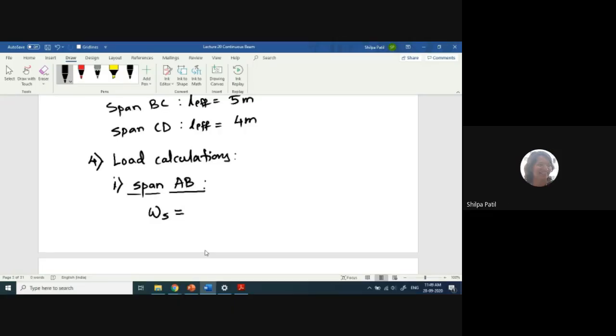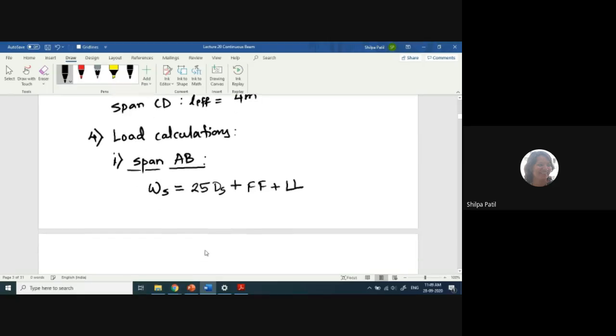Okay. How to find out self weight? 25 times D, depth of the slab. Yes. So I will denote it as DS, depth of the slab. Plus waterproofing load is not given, so no need to consider that. Second is floor finish. Is it given? 1 kilonewton per meter square. Yes. And third is the live load.